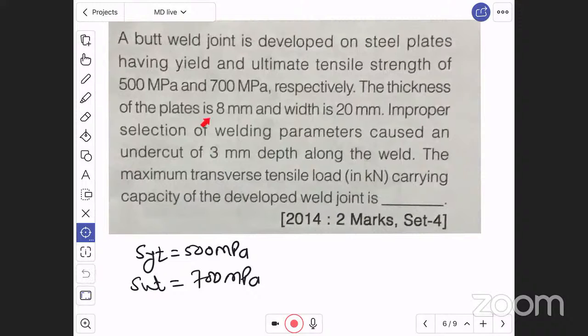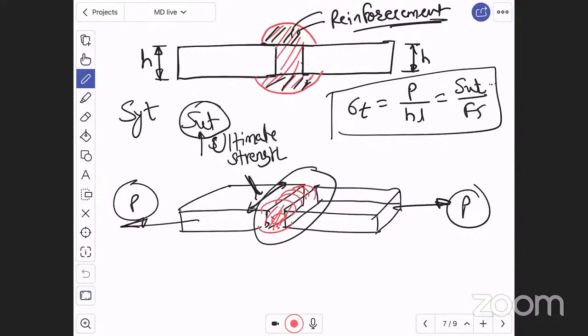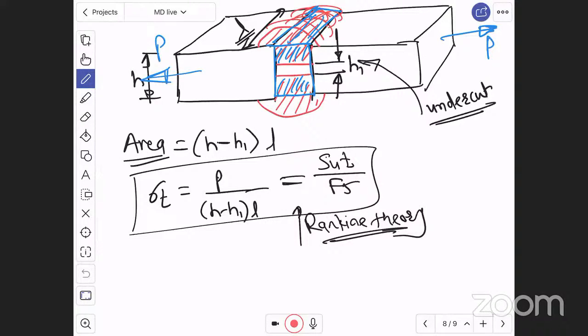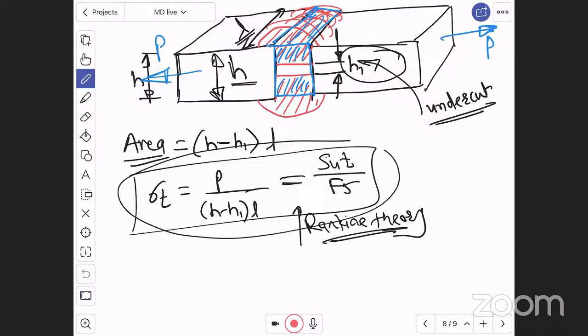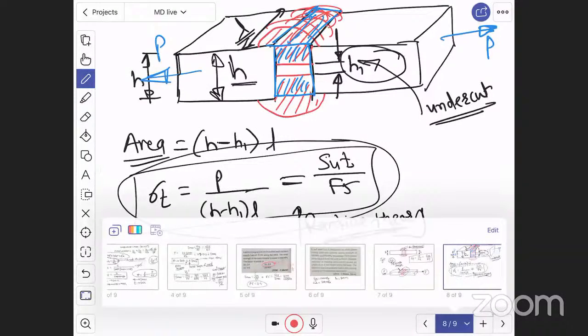The thickness of the plate is 8 mm. Thickness of the plate, we can say H, 8 mm. Now here, see in this diagram, this thickness of plate is given. Thickness H is given, my dear students. And H1 is undercut, right? Means this formula we have to use, right? Let us see the question. Go back to the question.